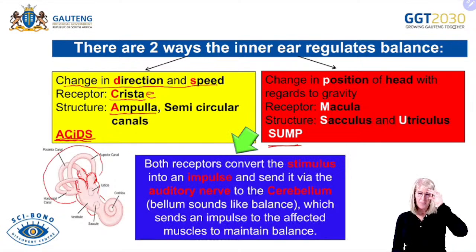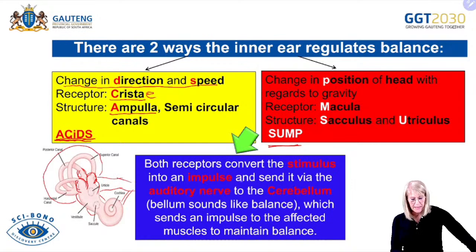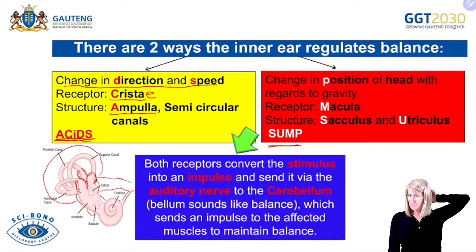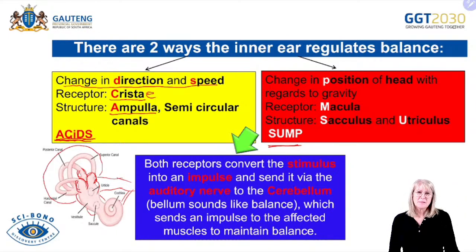And then, so both of those receptors, once they are stimulated, are going to convert the stimulus into an impulse, and they send it via the auditory nerve. Remember we said there were two parts to the auditory nerve, and there's a part that joins there and takes the impulse to the cerebellum. And you remember when we did the brain, that's the section at the back of your head, and that is the part responsible for balance and equilibrium.